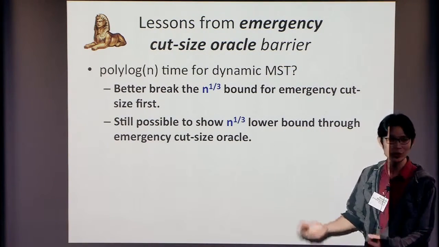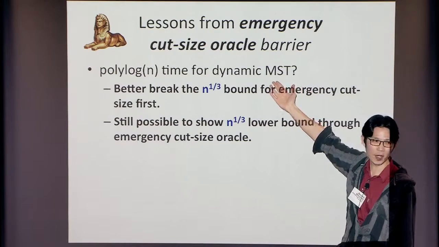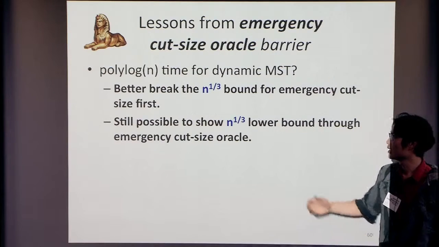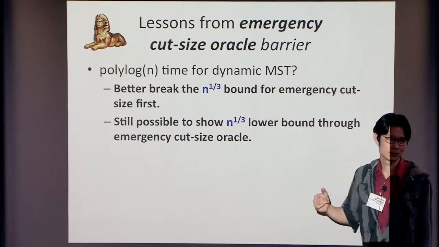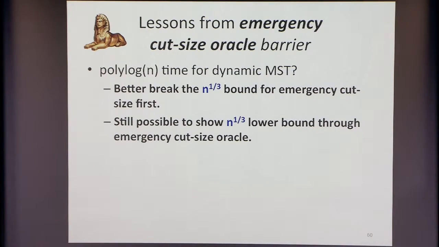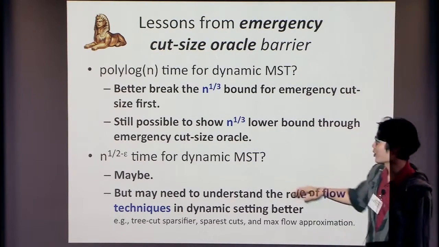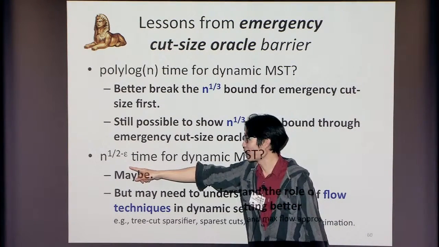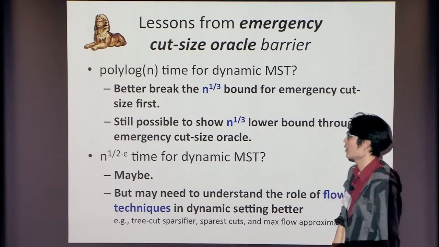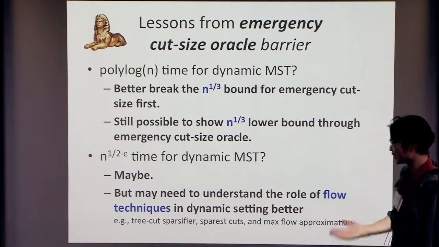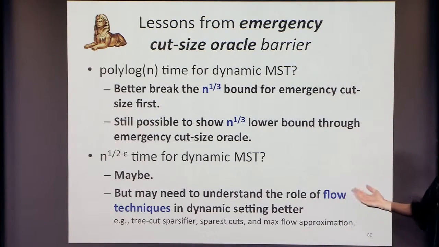And if you want to prove a lower bound instead, if you want to say that this is not possible, probably you can show an n to the 1/3 lower bound in this model for this problem. And again, I think it's probably easier because it's closer to the static setting. The other, probably less ambitious question is to try to just break the current best bound, which is root n. And my reaction would be, maybe, but then I would guess that you probably have to understand the flow techniques better in the dynamic setting.